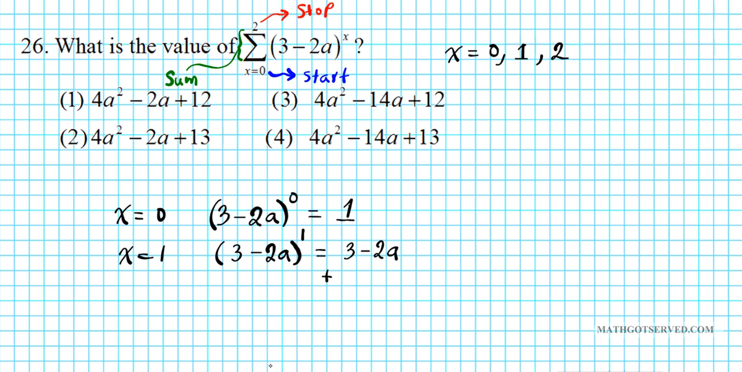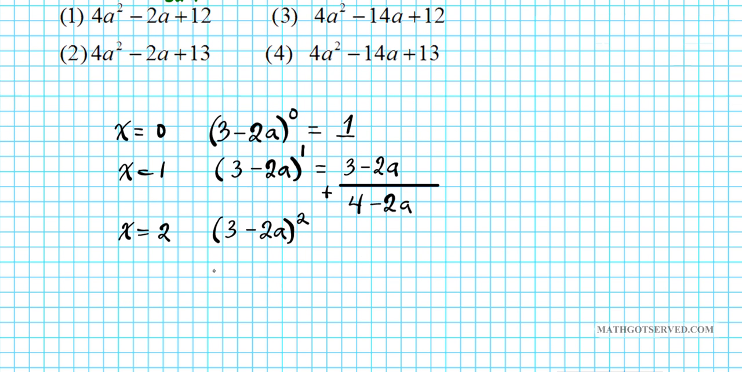We can go ahead and add these two while we're at it. So if we add these two, we're going to have 4 minus 2a. All right. And then when x is equal to 2, we're going to have 3 minus 2a to the second power. Okay. So what is 3 minus 2a to the second power? That's equal to 3 minus 2a times 3 minus 2a.